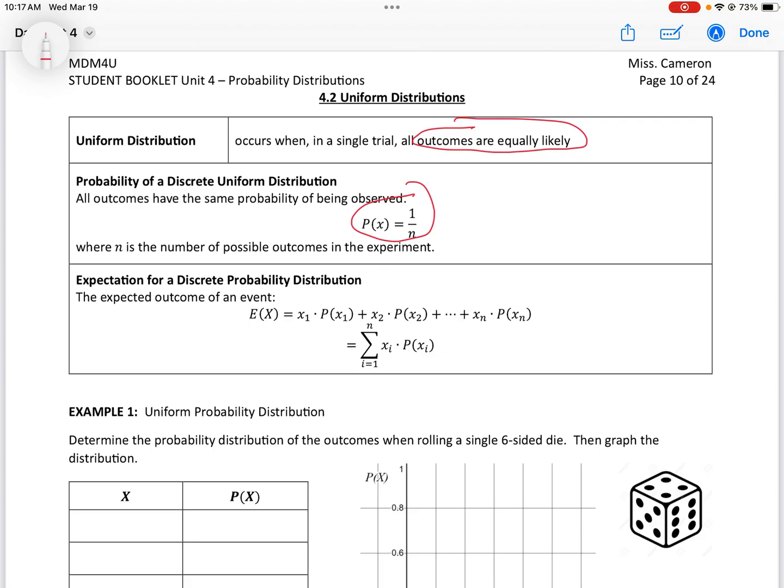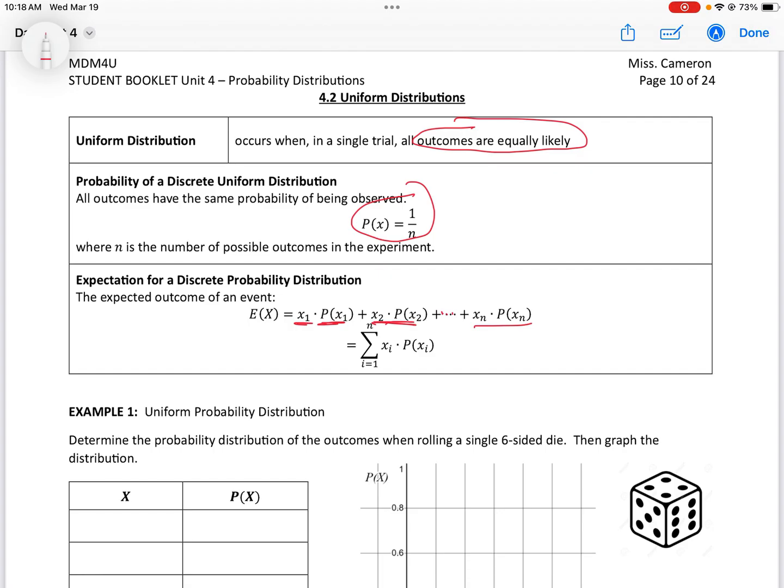And for the expected value for a discrete probability distribution, the expected outcome for an event is just the outcome times its probability, plus the next outcome times its probability, all the way down for every single outcome and every single probability.